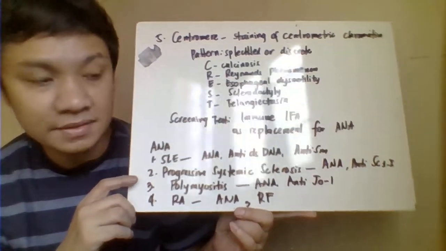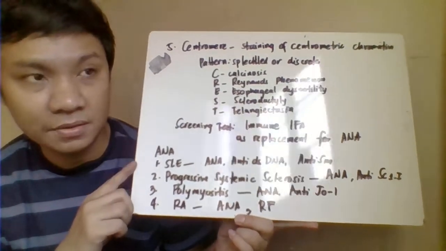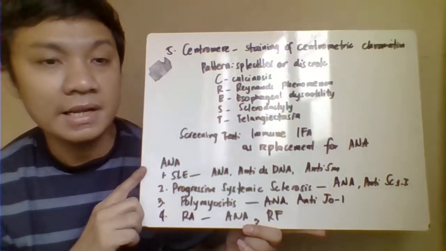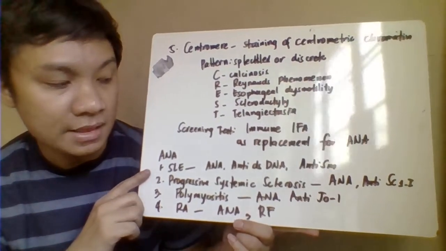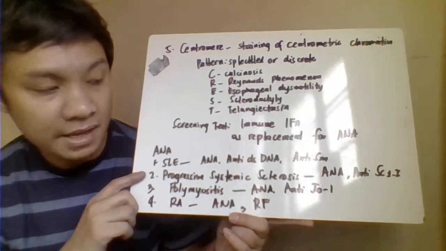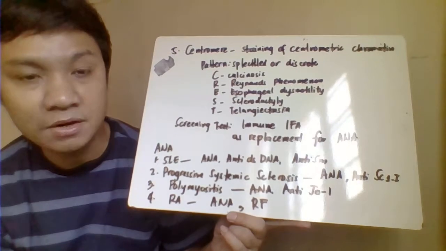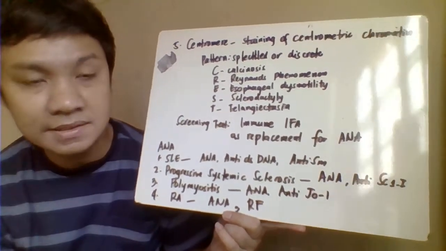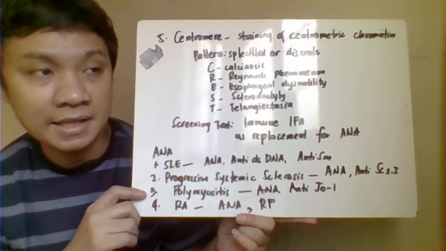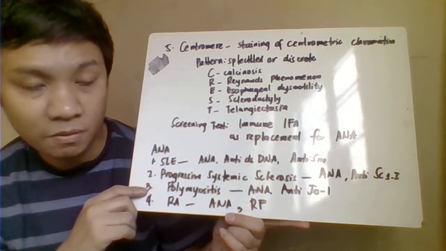We have here the summary of your anti-nuclear antibodies. So SLE would be characterized by the appearance of your anti-nuclear antibody in the form of your double-stranded DNA and anti-Smith antibody. Your PSS would be the presence of your anti-nuclear antibody in the form of anti-Scl-70. And we have polymyositis characterized by the anti-nuclear antibody in the form of anti-Jo-1.